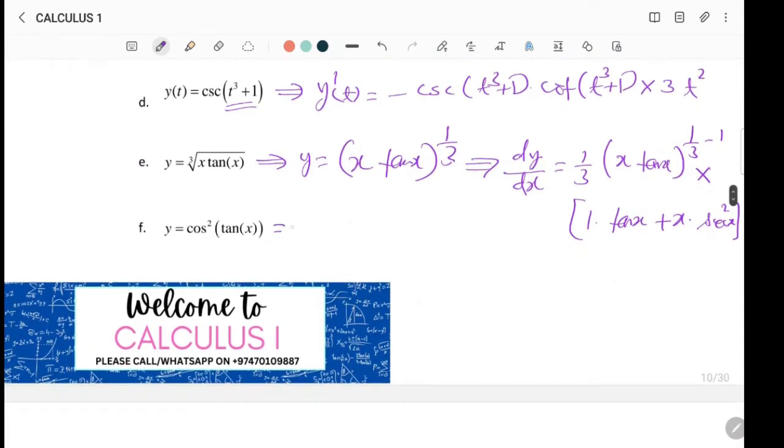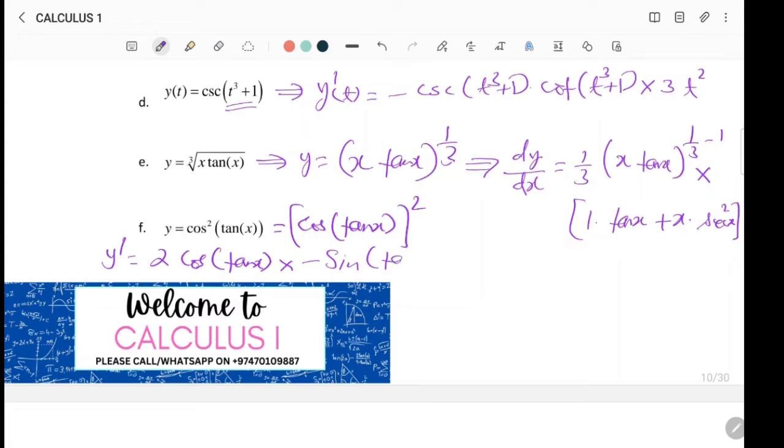Now differentiation of this cos squared tan x, so we can write cos of tan x whole square. So y dash is 2 times cos of tan x. Now according to the chain rule, cos differentiation is minus sine tan x. Now according to chain rule, tan x differentiation is sec square x. Okay, so this will be your answer. You can simplify further.